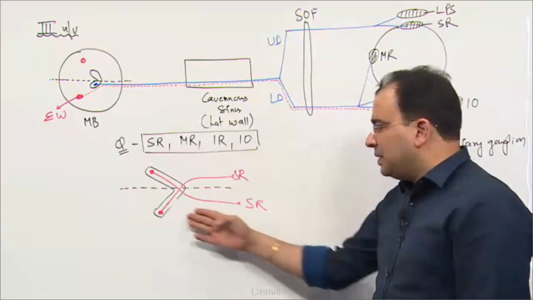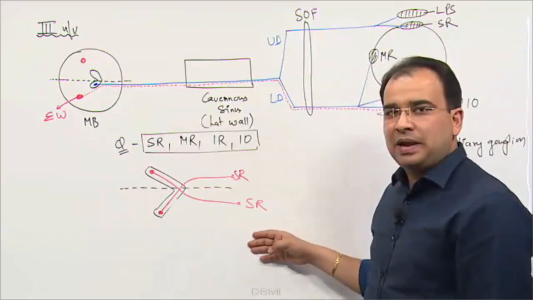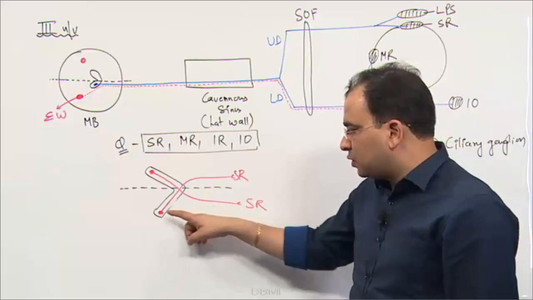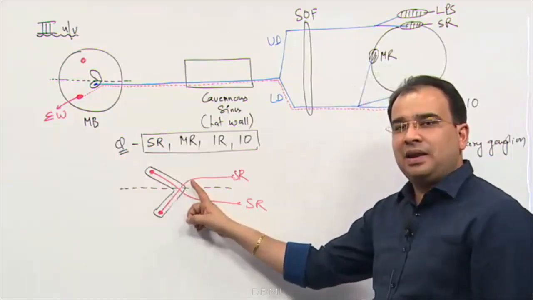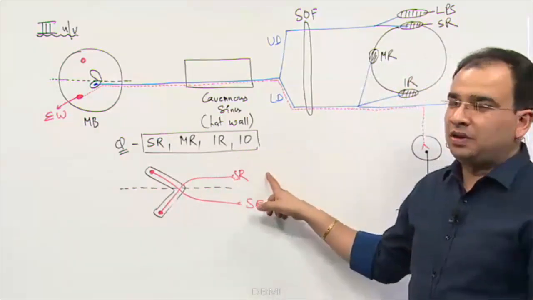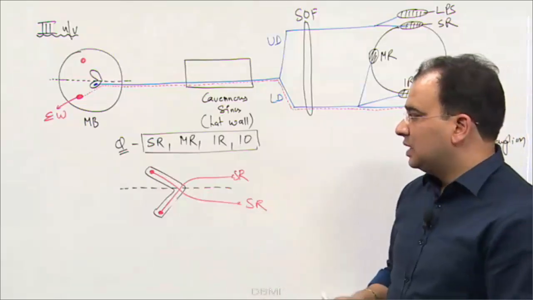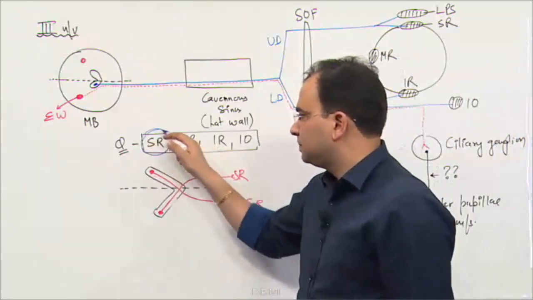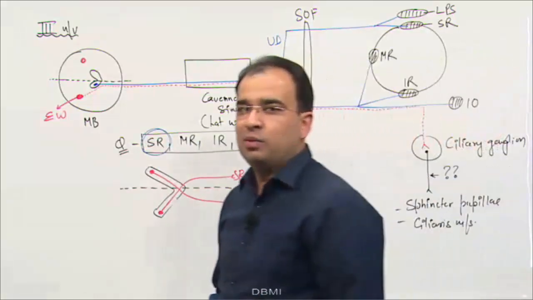The LPS, the medial rectus, the inferior rectus, they are all supplied by the same side. But the fibers which are for superior rectus actually cross over inside and supply the opposite superior rectus. So the answer to that question is superior rectus, supplied by contralateral oculomotor nuclei.